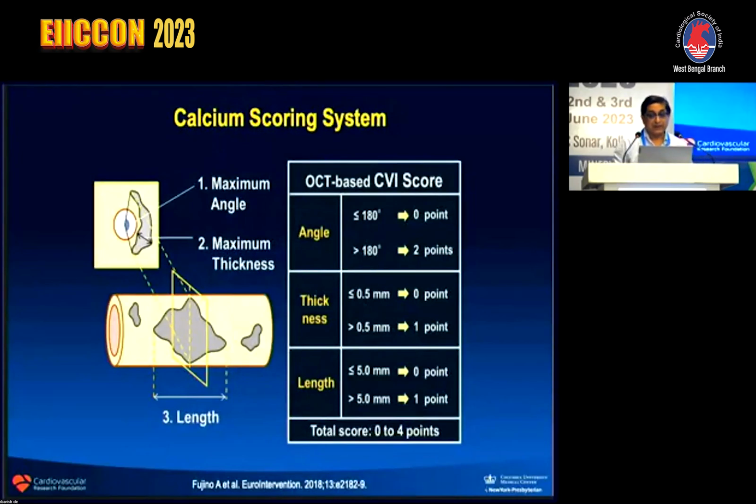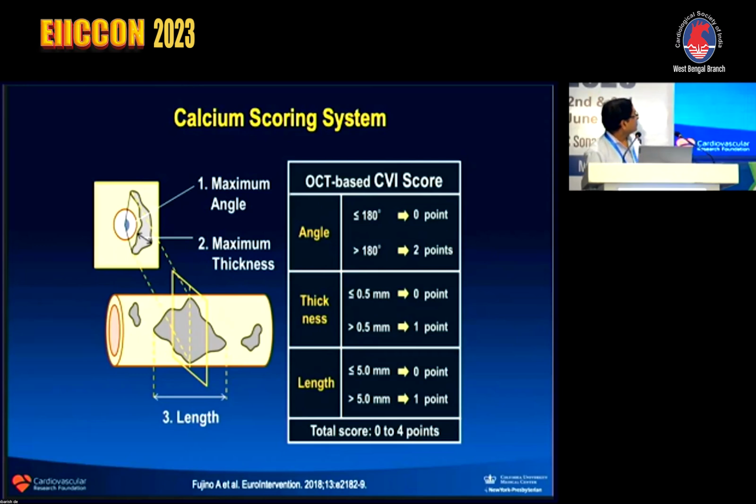And now we have an OCT-based calcium scoring system, and this is by Fujino et al., published in the EuroIntervention Journal 2018. You look at, as I was saying, the angle, the thickness, and the length of the calcium. By angle, we mean the arc of the calcium. If it is less than 180 degrees, it is not that significant because the vessel has scope to expand in one direction. If it is greater than 180 degrees, you give 2 points.